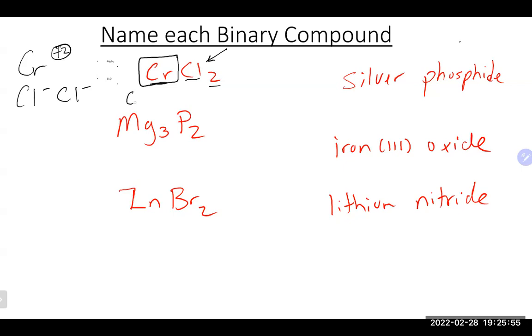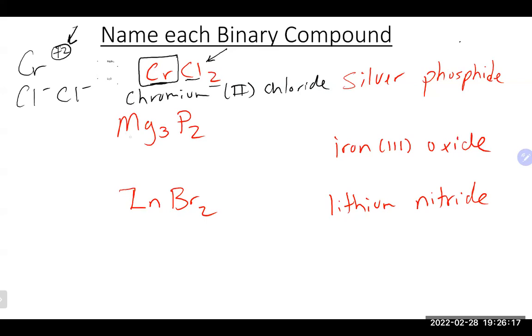That's pretty much all we need to figure out in this case. We will use the whole name of the metal, which is chromium. We will do a Roman numeral 2 for the charge that's on the chromium. And the Cl at the end becomes chloride. So chromium, Roman numeral 2, chloride in that case. Question on that one there?